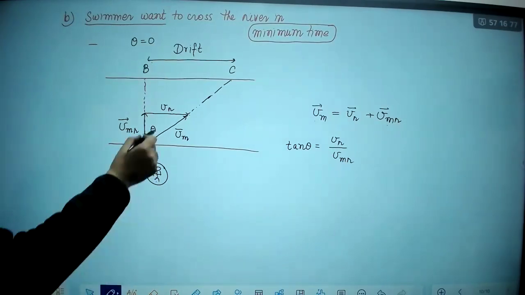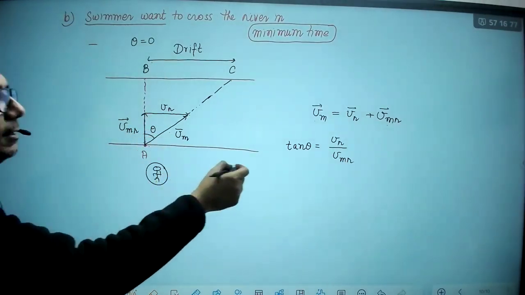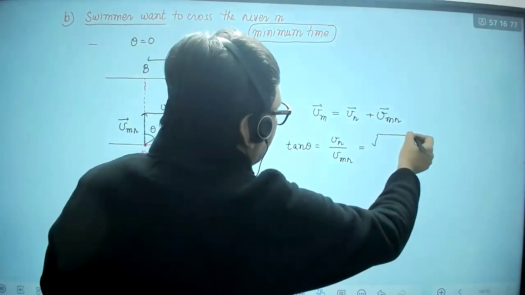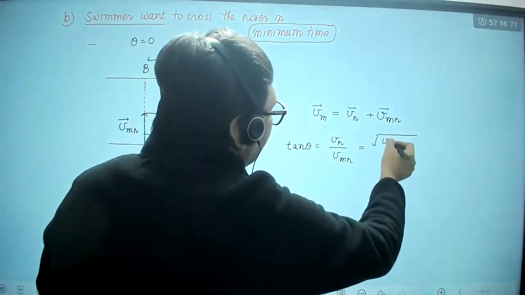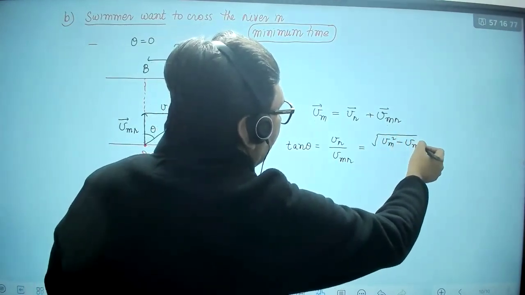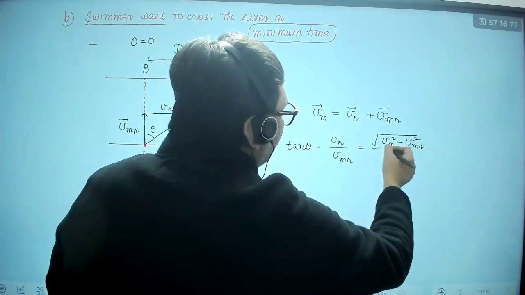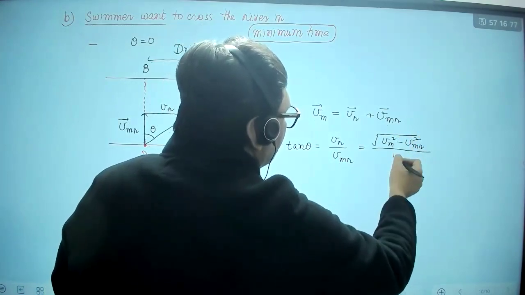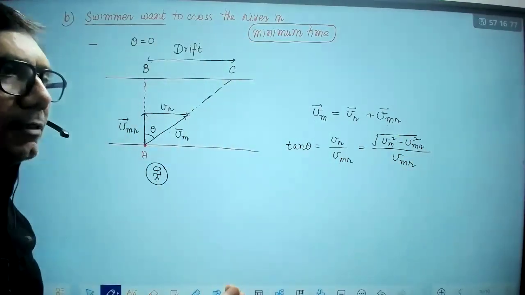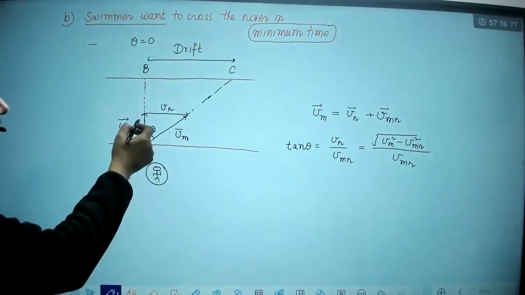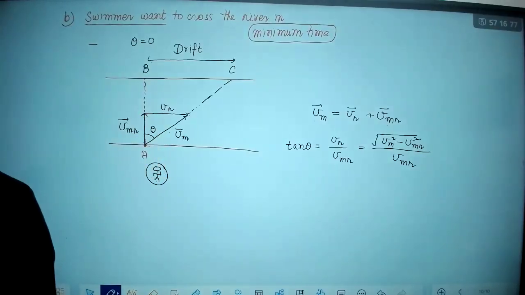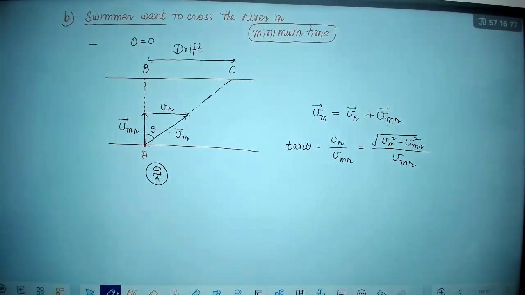Suppose VR is not given, so in place of VR I can also write VM square minus VMR square, divided by VMR. So at least two velocities he is going to provide me, and from those two velocities I can always find out this theta.